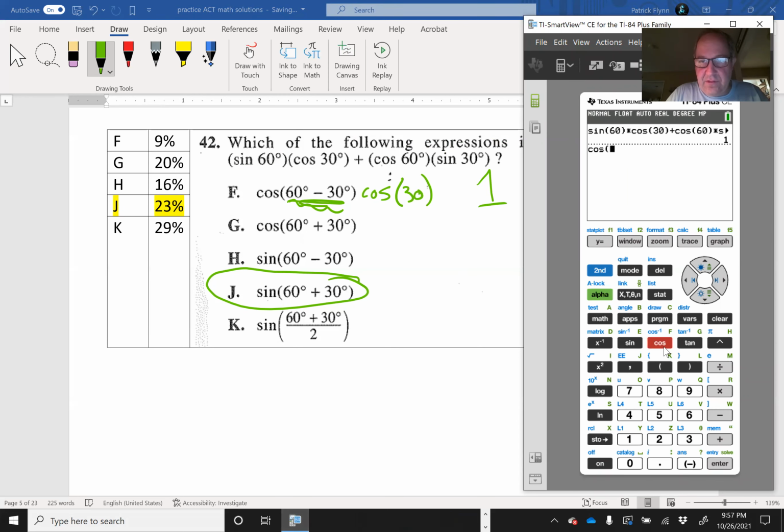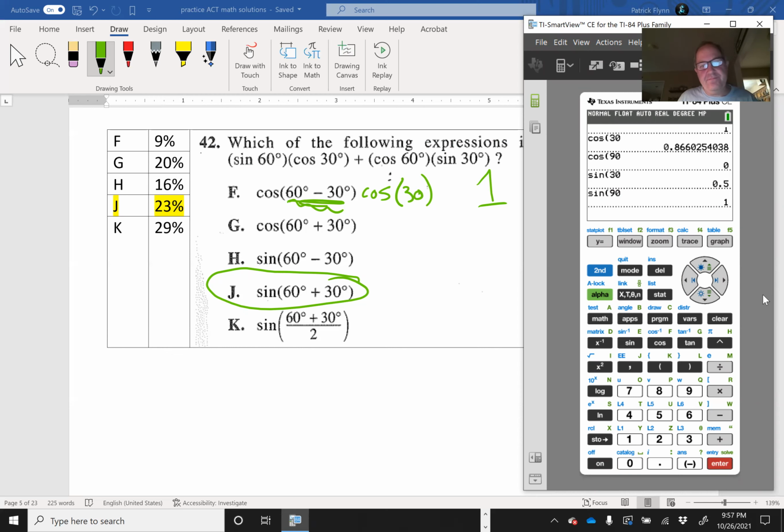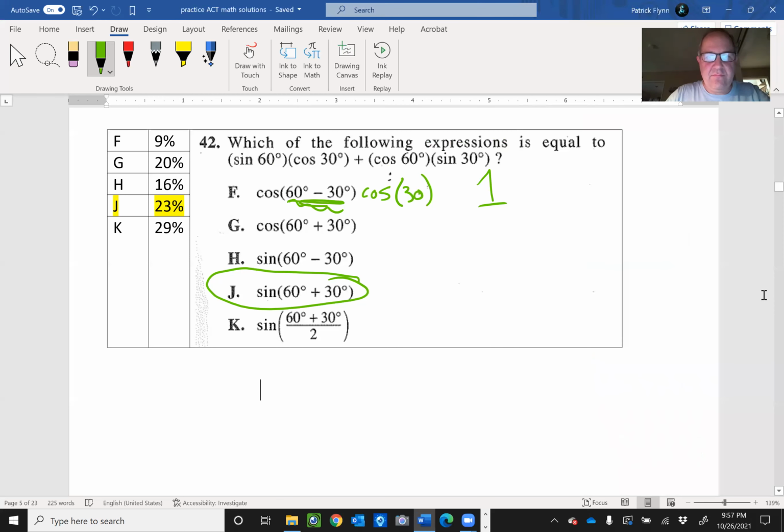So let's see, cosine of 30, nope. The next one, when I add them up, is 90. So the cosine of 90, nope, that's not a 1. Let's try the sine of the next one, letter H, the sine of 30, nope. Let's try one below that, the sine of 90. Yep, that's it. That's what I would do. I would not spend a lot of time on this question trying to think of stuff. Don't overthink it. Just use your calculator.